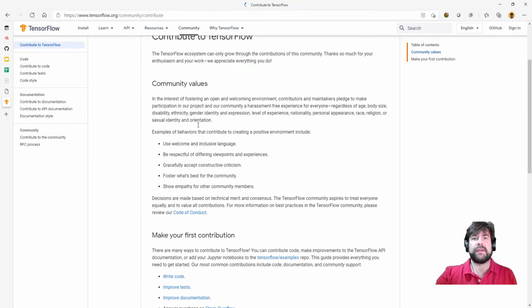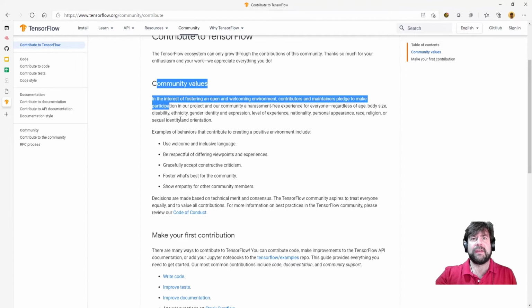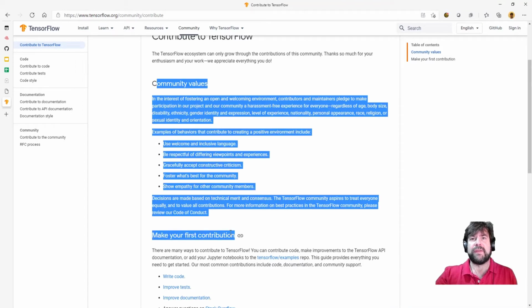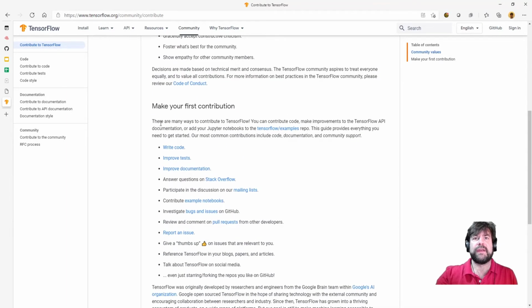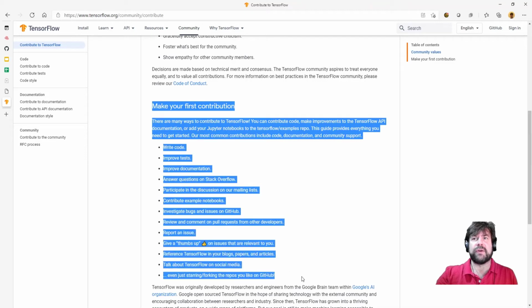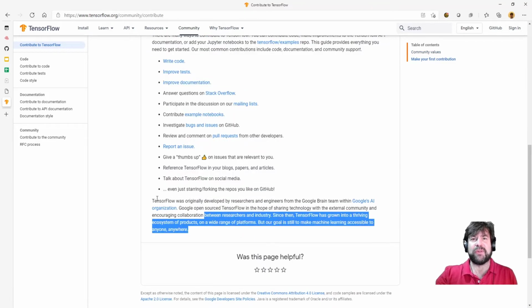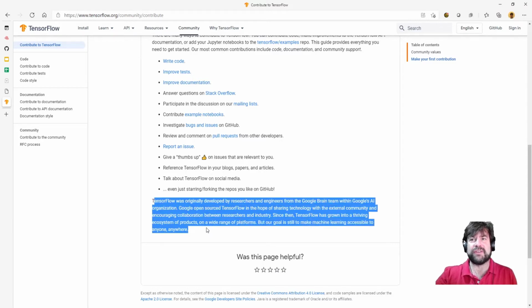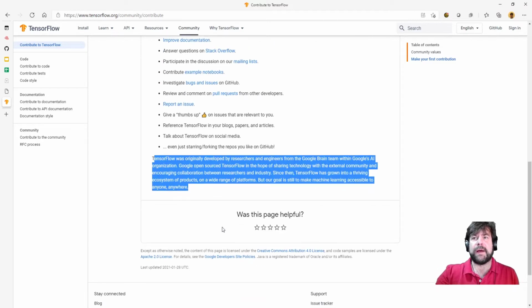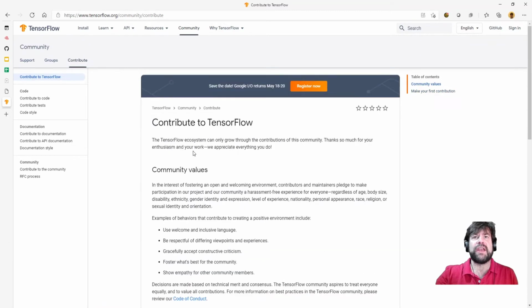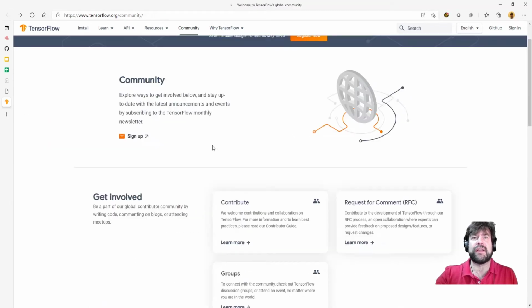Community values. This is how you're expected to behave. This is how you can do your first commit. Here's where TensorFlow was originally developed by researchers and engineers. Very nice and very easy to find, very welcoming page for how to get people to contribute.